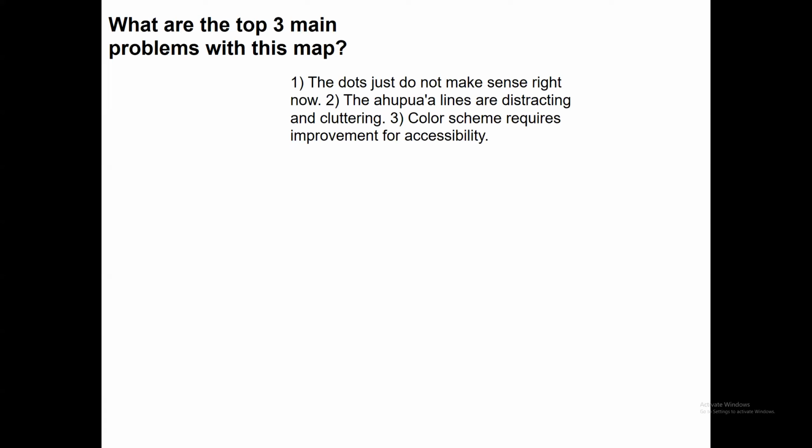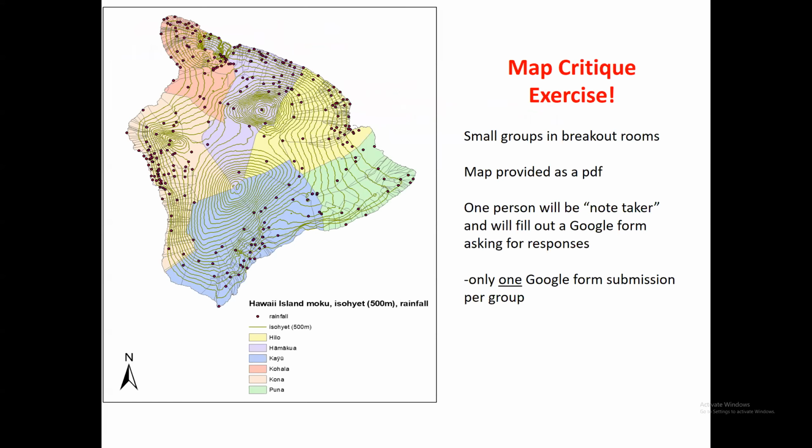Color scheme could be improved. The Ahupuaʻa lines are distracting and cluttering. Are there Ahupuaʻa lines on here? Yes, there are. But they're not labeled. So it's these faint black lines in the background, and they're not included in the legend. Someone who's not from Hawaii would not know what's going on with those different faint black lines.